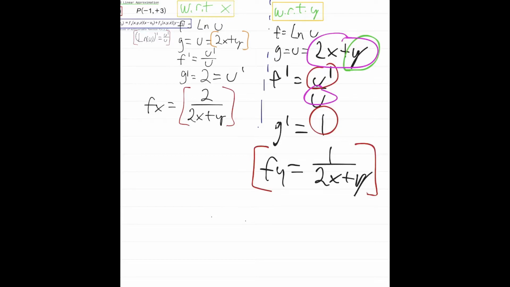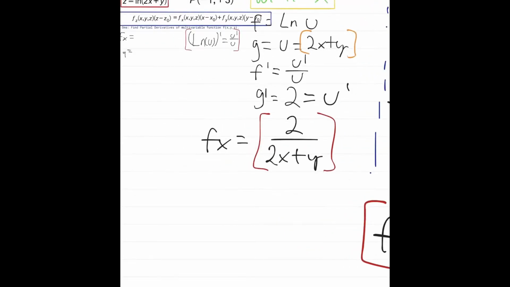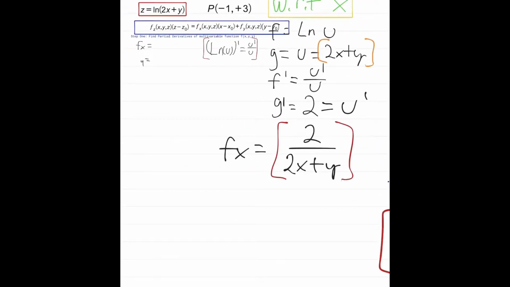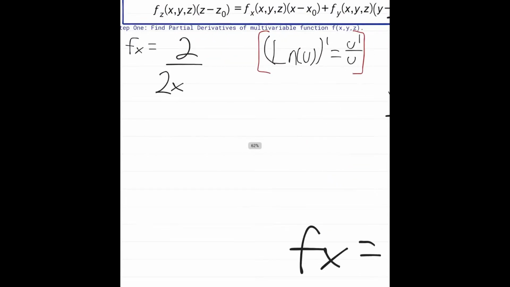So this is our f of y, our partial derivative with respect to y. So now that we have those values, I'm going to go ahead and make note of them over here. So we know f of x is equal to 2 divided by 2x plus y. And then we know the partial derivative with respect to y is 1 divided by 2x plus y.